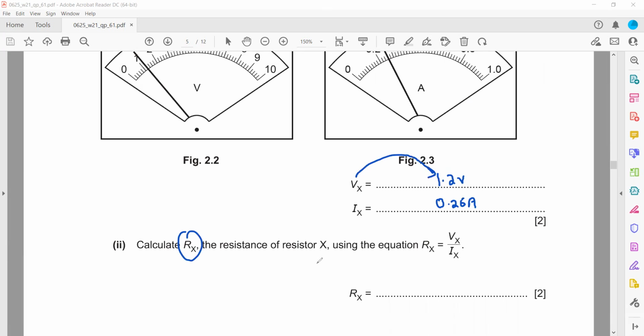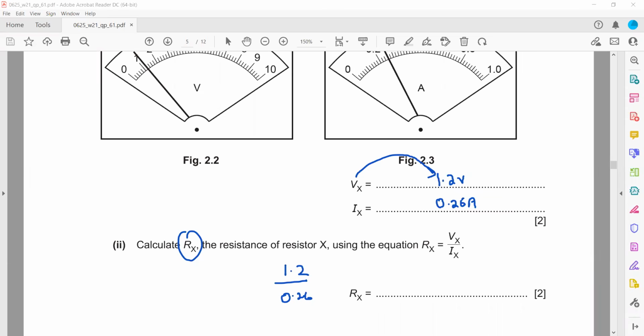What is the voltage of X? That is 1.2. And how much is the current of X? That is 0.26. So 1.2 divided by 0.26 is equal to 4.615, or I can say 4.61, or 4.6.